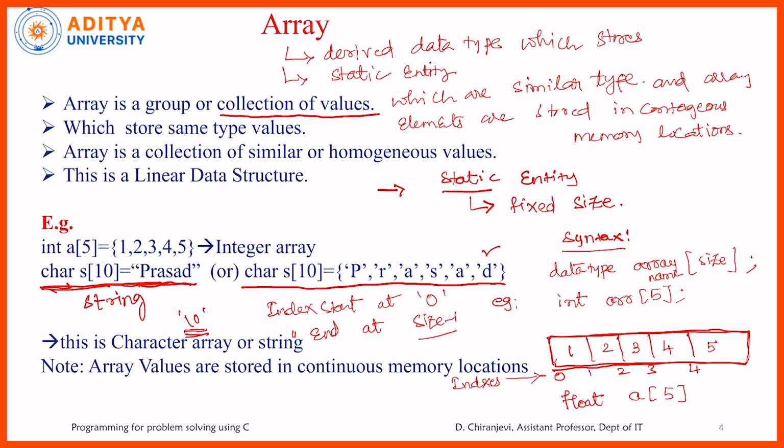Okay, so an array will store homogeneous values. It means it will store all the values of the same type. You can also call an array a linear data structure because it stores the elements sequentially, one after the other, index wise. That's why you can call an array a linear data structure.